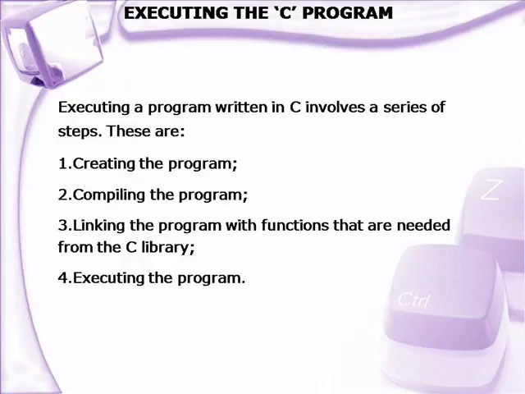Executing the C program. Executing a program written in C involves a series of steps. They are creating the program, compiling the program, linking the program with functions that are needed from the C library, and executing the program. Although these steps remain the same irrespective of the operating system, system commands for implementing the steps and conventions for naming the files may differ from system to system.